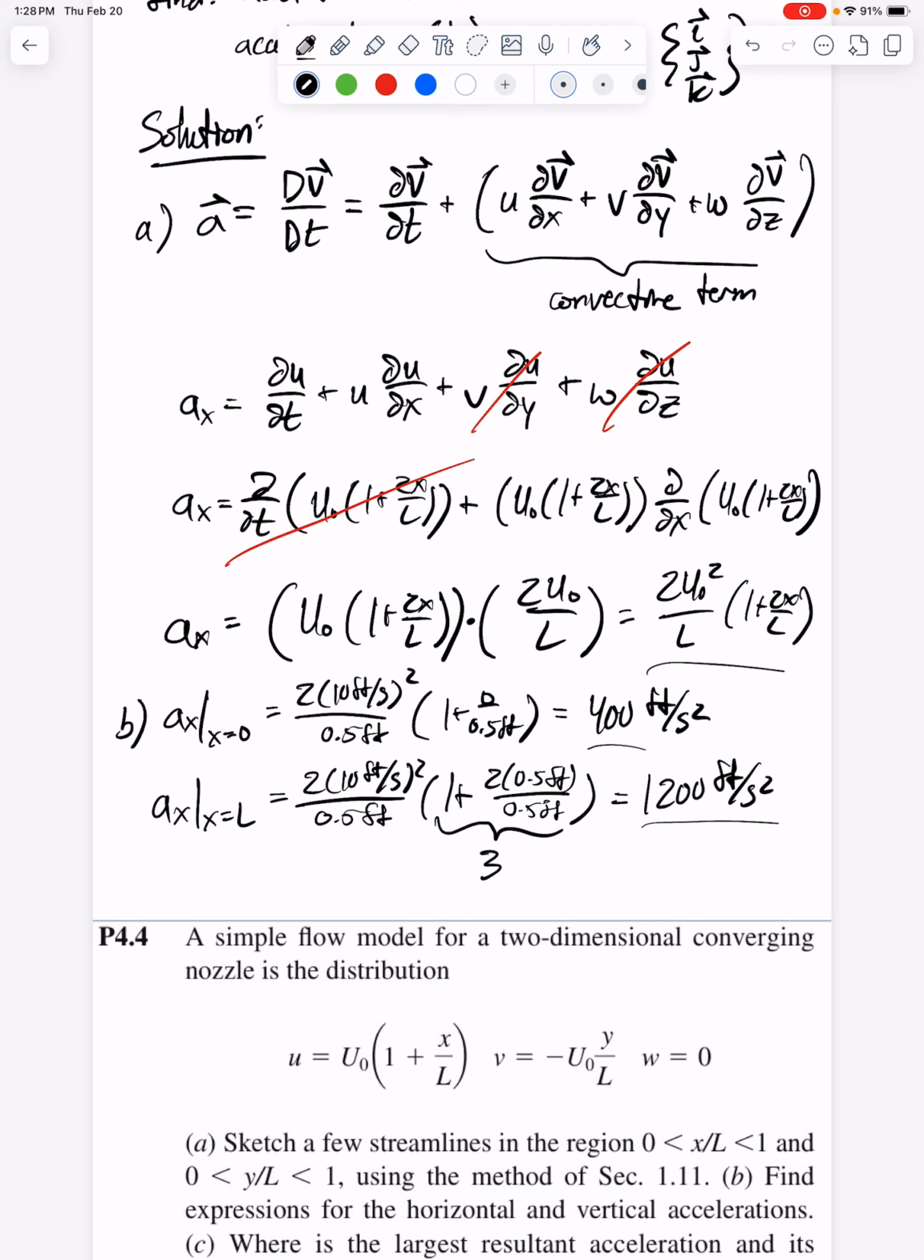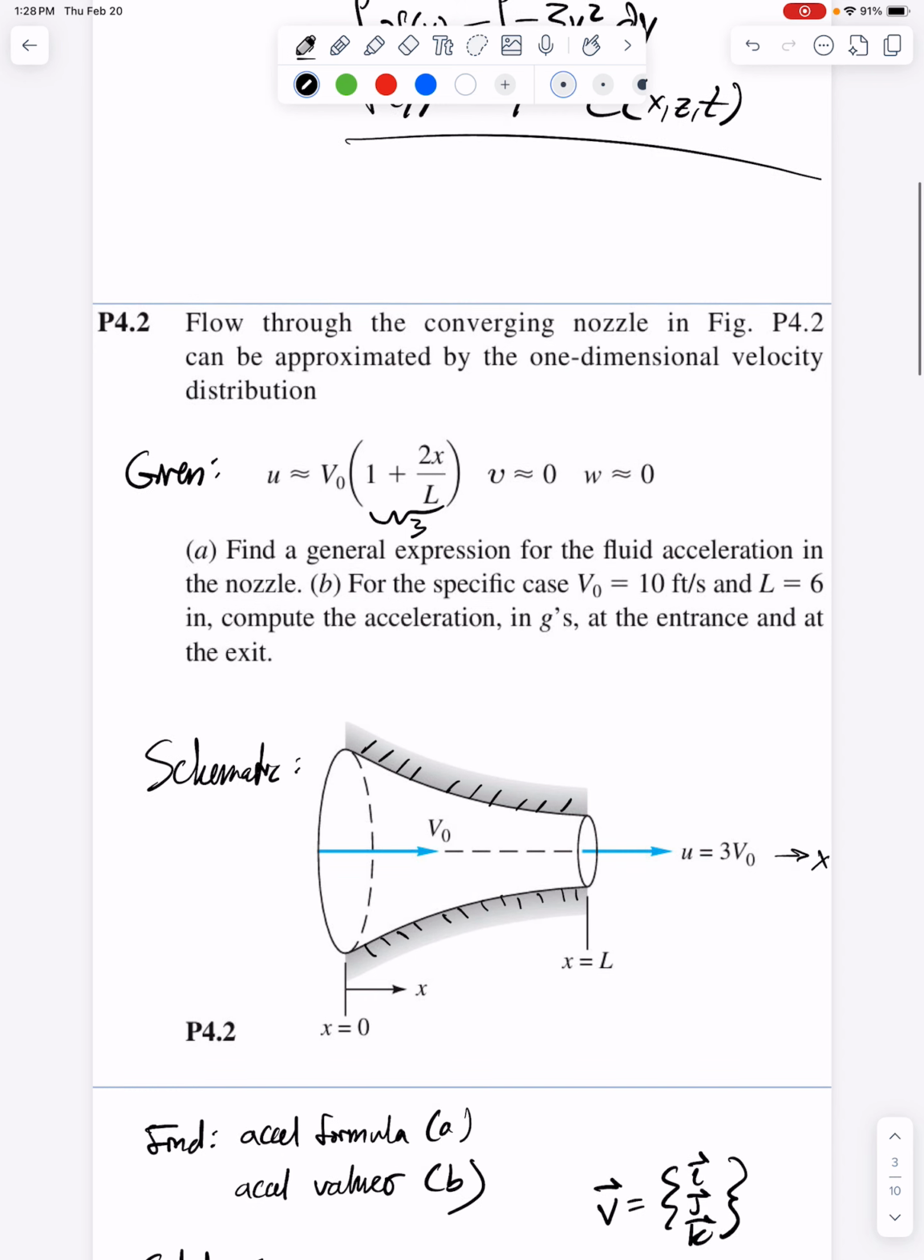I was just wondering, can you clarify why we can neglect the two convective terms in part A? Yes. Once again, because we're looking at a one-dimensional velocity distribution. Basically, any velocity normal to the surface, we ignore. That's why it's 0. All right, I got it. Okay.